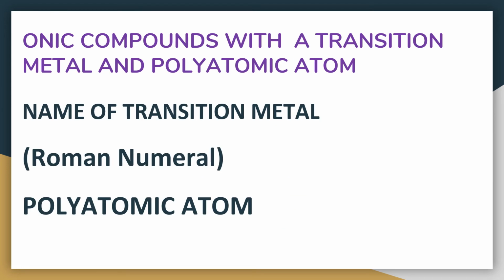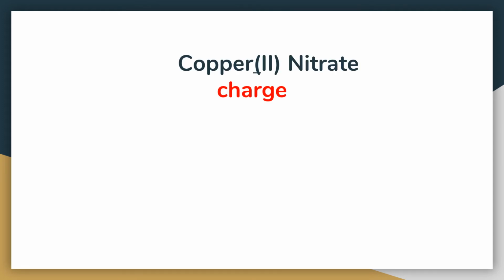Our last ionic compound mixes transition metals and polyatomic ions, or polyatomic compounds. It consists of the name of the transition metal, a Roman numeral, and a polyatomic ion. Here, we'll see copper 2 once again. The 2 tells us the charge of copper, which is our transition metal, and our polyatomic ion of nitrate. Nitrate is NO3 and has a -1 charge.